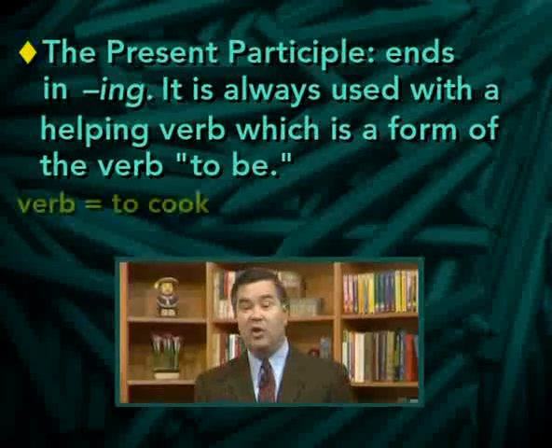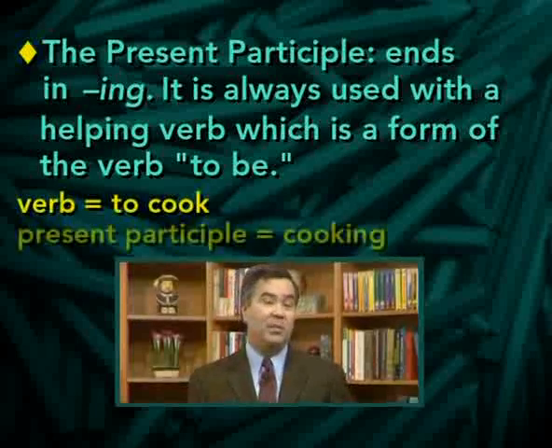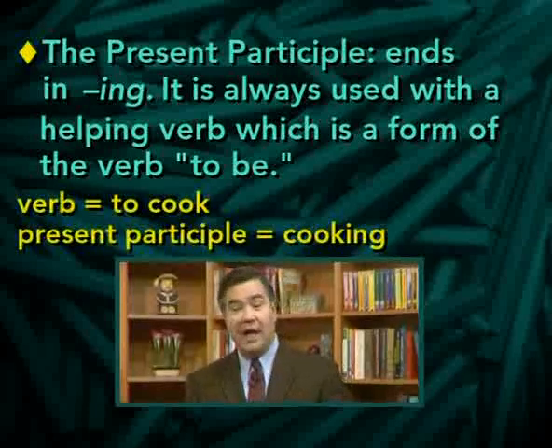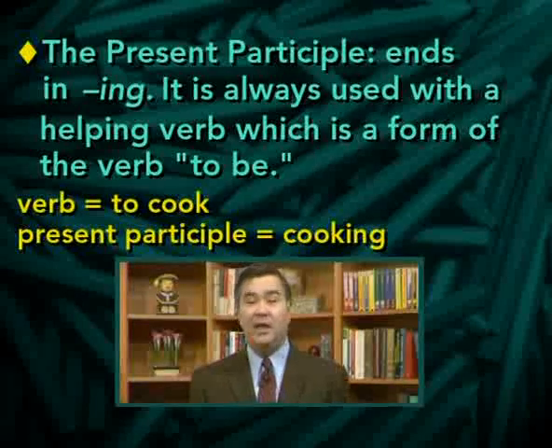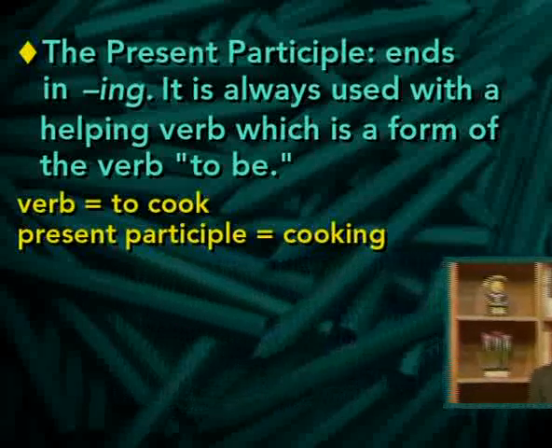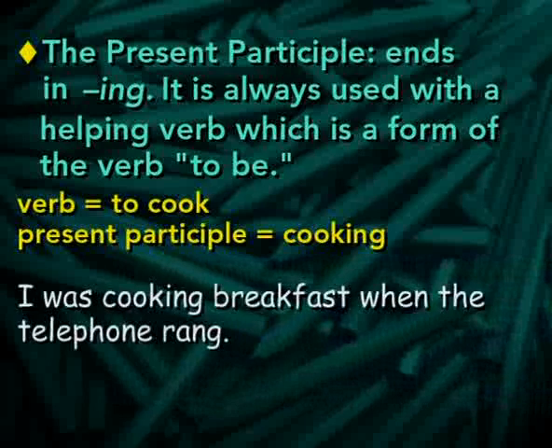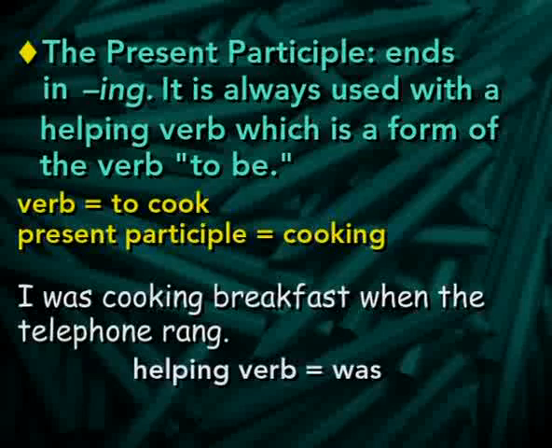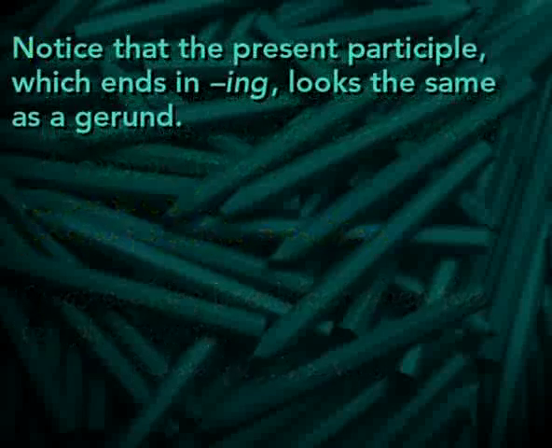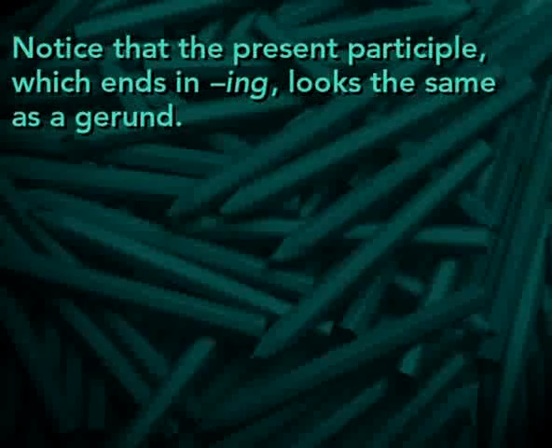Take the verb to cook again. The present participle would be cooking, and it would always be used with a helping verb that's a form of the verb to be. For example, you might say, I was cooking breakfast when the telephone rang. Notice that the present participle cooking is used with the helping verb was, which is a form of the verb to be. Notice, by the way, that the present participle, which ends in ing, looks the same as the gerund.